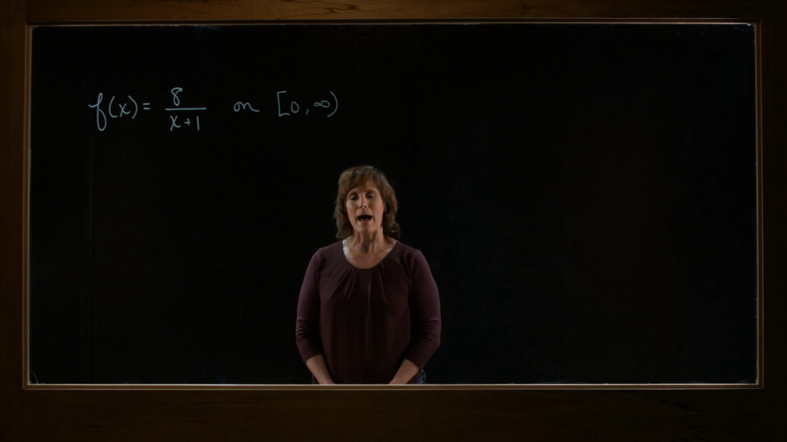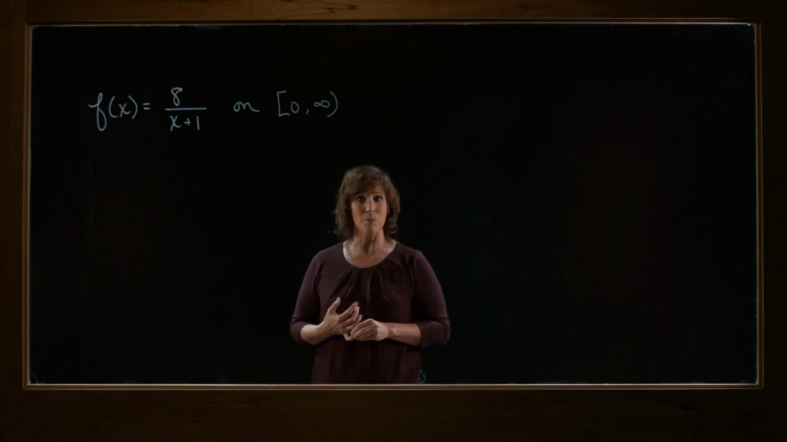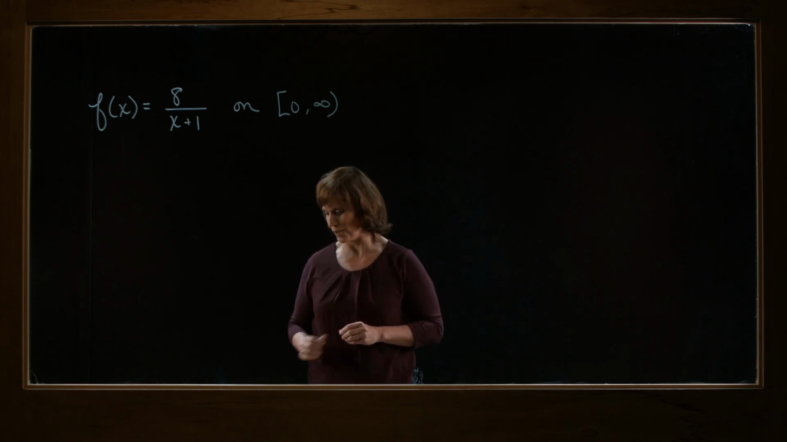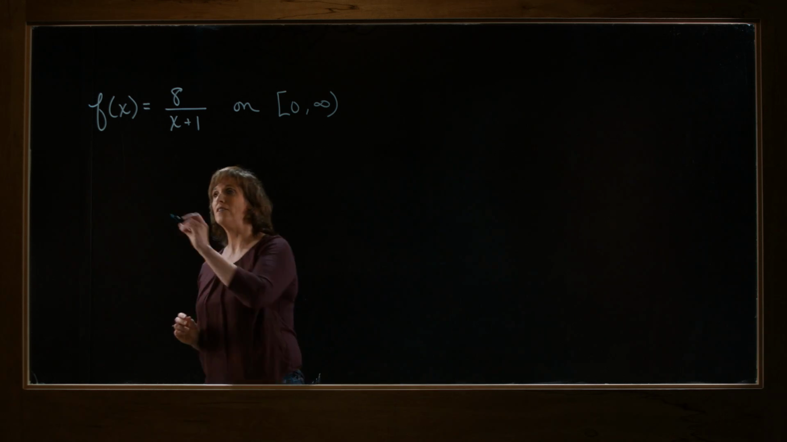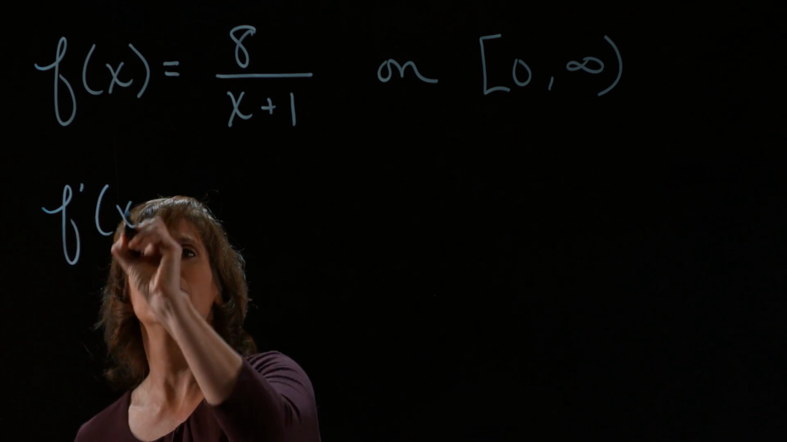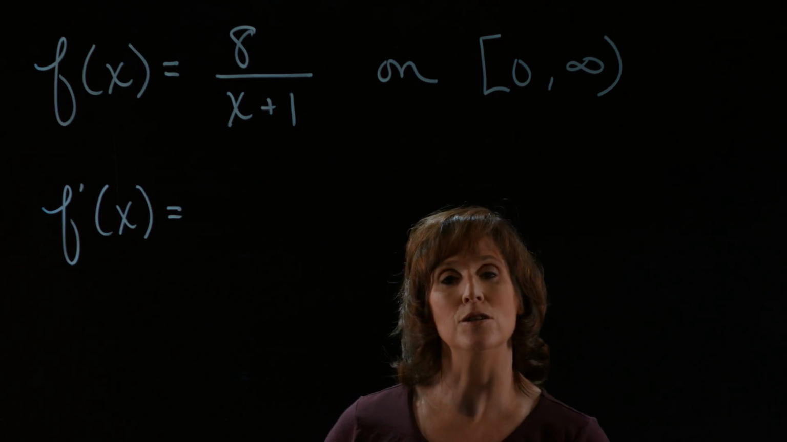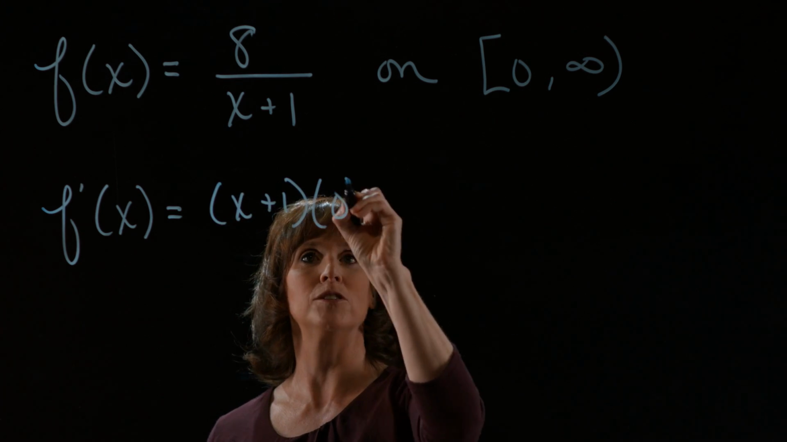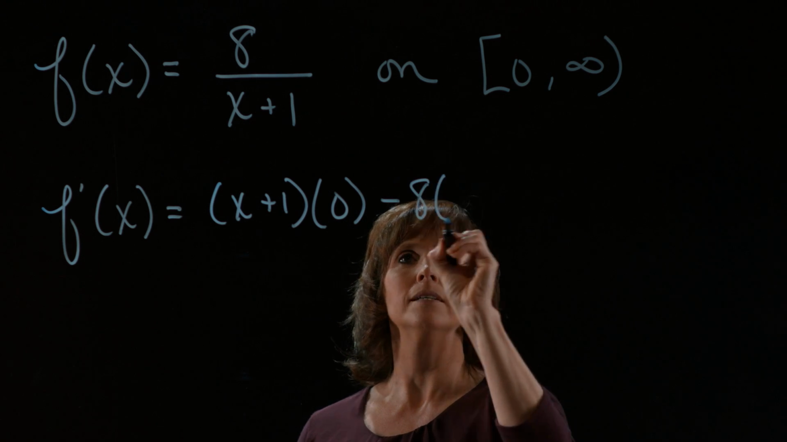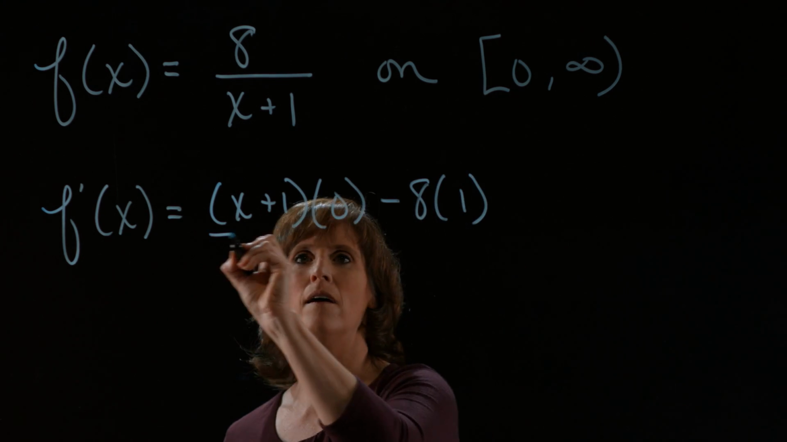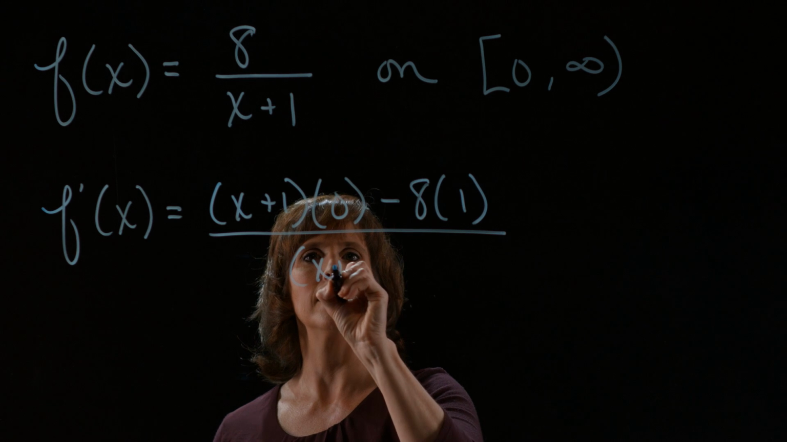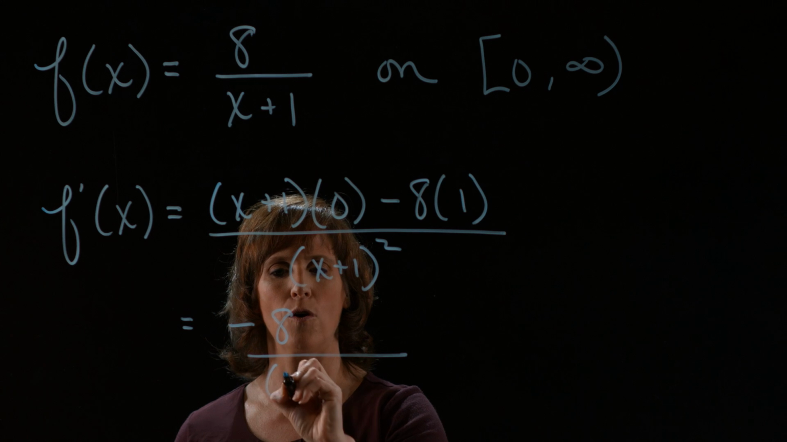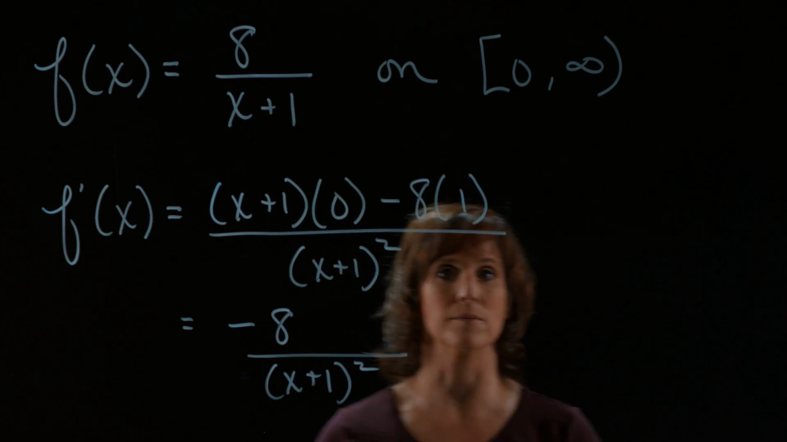Well, I know that my absolute extrema can occur at critical numbers and also at endpoints. I'm a little worried about the endpoints, but let's go ahead and talk about those critical numbers. We're going to find the derivative. And in this case, I'm going to need to use the quotient rule. So I'll take the bottom times the derivative of the top, which is 0, minus the top times the derivative of the bottom, which is just a 1, all over that bottom expression squared, which all reduces to minus 8 all over the quantity x plus 1 squared.